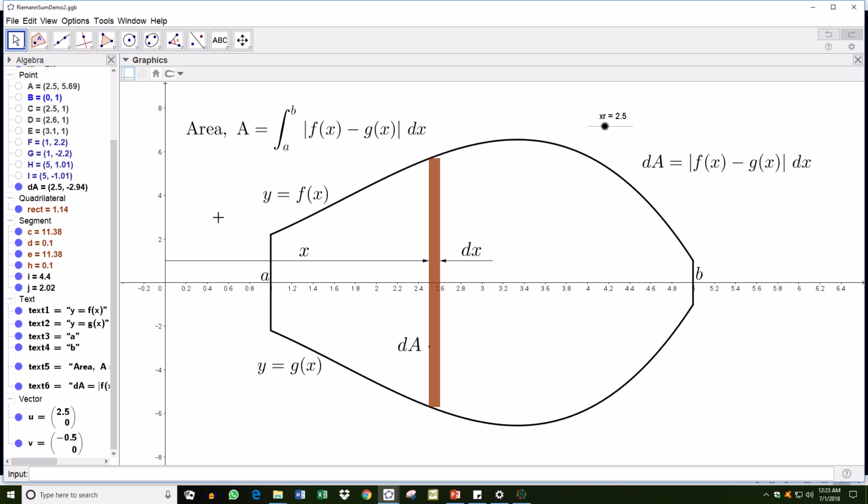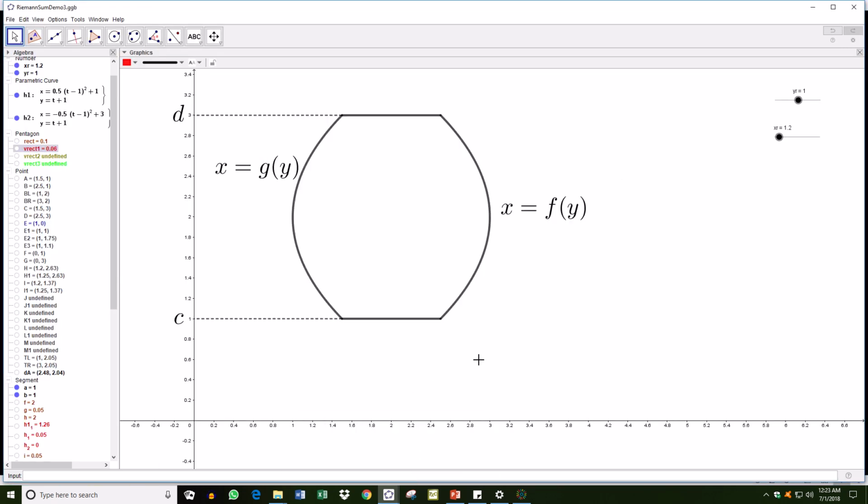Okay. Now let's look at another case. What if we were to have two curves that look like this? x equals f of y and x equals g of y. So let's pause for a second. Why in the world am I calling these curves x equals f of y and x equals g of y? Couldn't I call them y equals f of x and y equals g of x? The answer is no, I cannot.